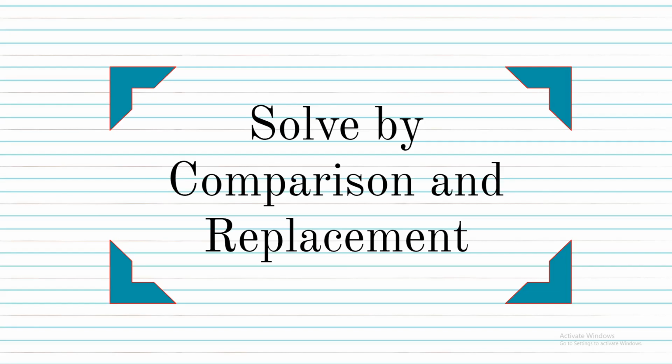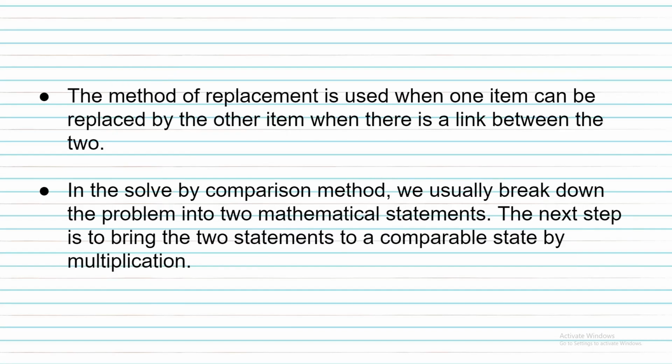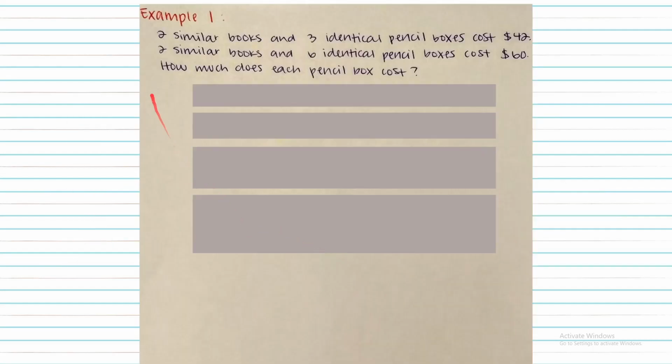Okay, so today we're going to learn how to solve by comparison and replacement. The method of replacement is used when one item can be replaced by the other item when there's a link between the two. In the solve by comparison method, we usually break down the problem into two mathematical statements, and then we bring the two statements to a comparable state through multiplication. Let's look at example one.